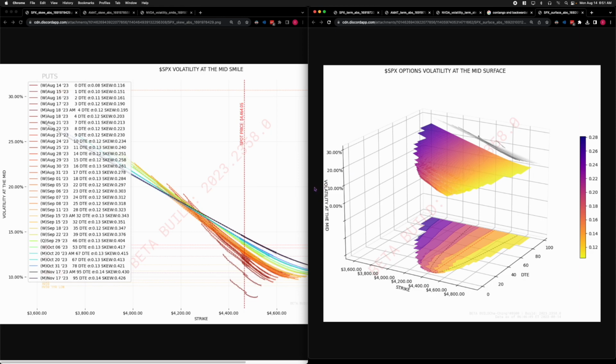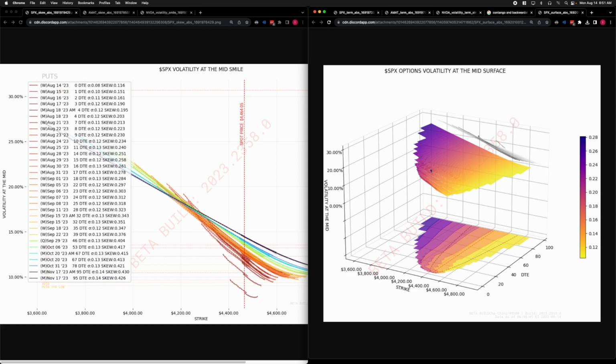It's basically taking the mid price of an option, between the bid and the ask, and then using the Black-Scholes formula to calculate the implied volatility. The easiest way to think about that is the move that's implied by the price of that option. Then these are the days to expiration. So this is your time axis over here.